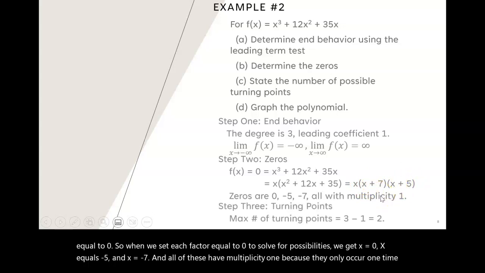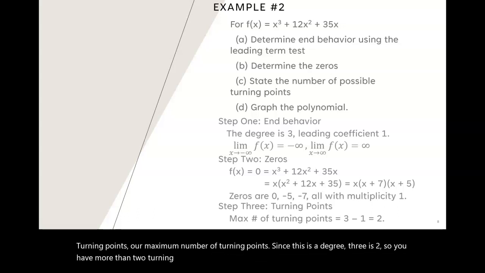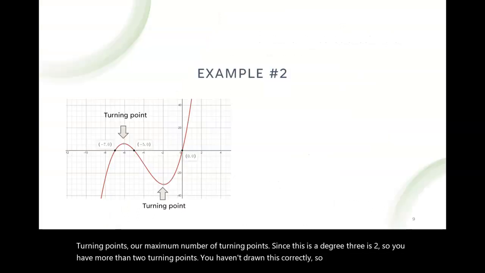Finally, turning points. Our maximum number of turning points, since this is a degree 3, is 2. So if you have more than 2 turning points, you haven't drawn this correctly. So let's take a look.